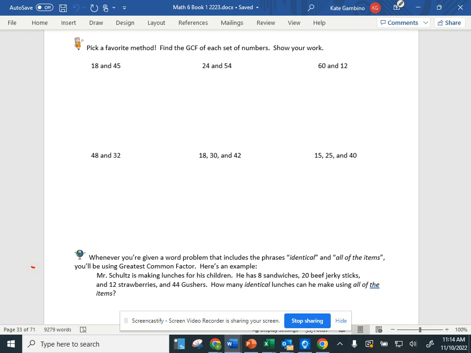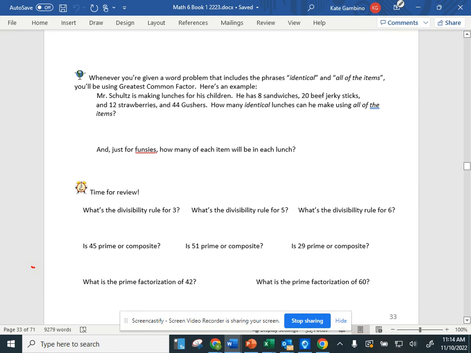Show your work. Doing one of those methods. Show your work. Let me say that one more time. Show your work. Then on the bottom, whenever you're given a word problem that includes the phrases identical and all of the items, you'll be using the greatest common factor.